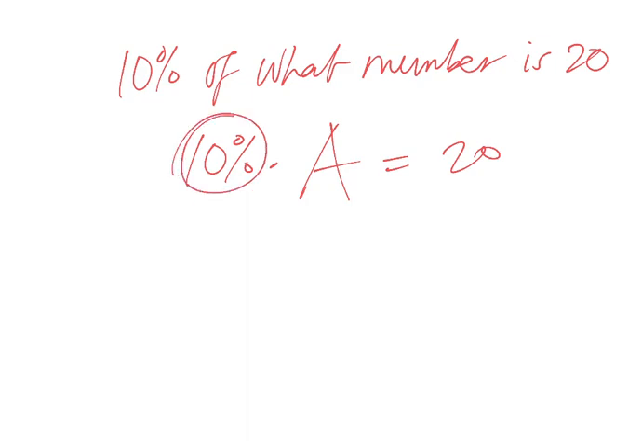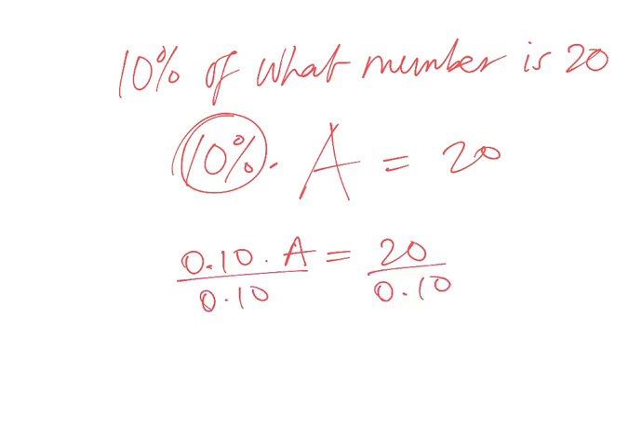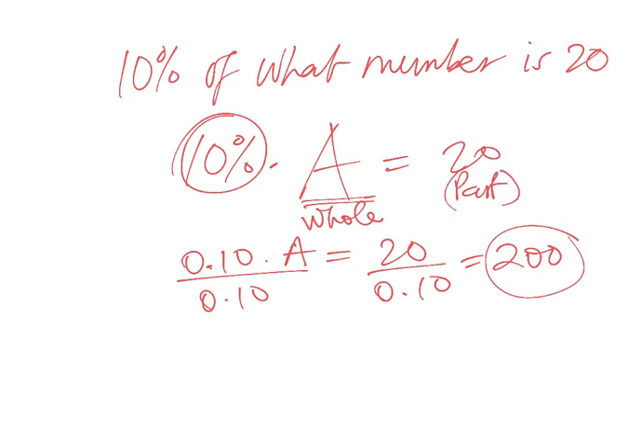This percent can be written as a decimal, which is 0.10. So I can write it as 0.10 times A is equal to 20. You divide both sides by 0.10, so 20 divided by 0.10. In this case, just for time purposes, you can use a calculator. But I highly recommend that you get comfortable with simplifying, using long division or other approaches. This is just 200 here. So 10% of what number? We don't know the whole, and the 20 is the part. So with percentages, we have the percent, the part, and the whole.